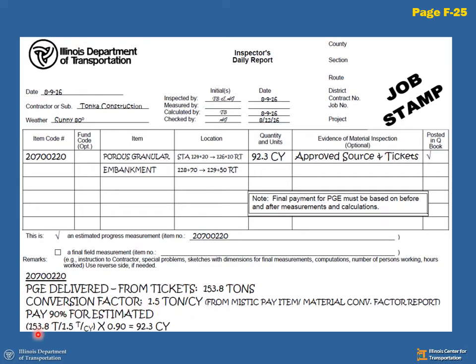So here we have our tons, 153.8 divided by 1.5 tons for every cubic yard. We put a conservative factor of 90% just to make sure we don't overpay when we're estimating. So we get 92.3 cubic yards as our estimate for this material. Here we got that up here in our quantity and units. Again, checking the box, estimated, get our pay item number on that line.